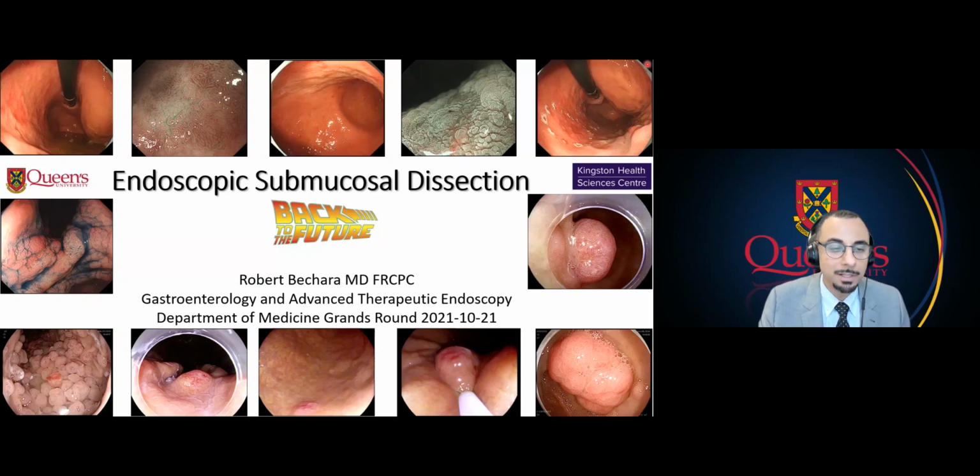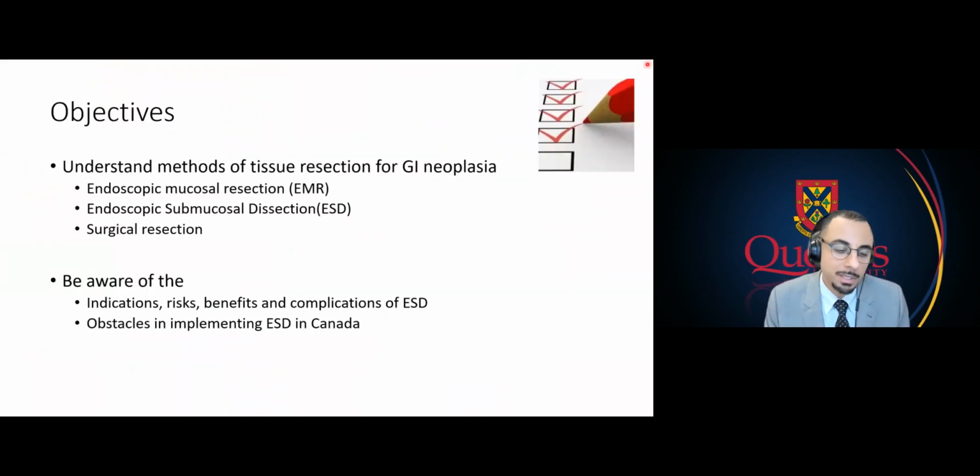So I'll just go over my objectives. I really just want to go over the methods of GI tissue resection. So endoscopic mucosal resection, ESD, and surgical resection. And I want everyone to be aware of the indications, risks, and benefits, and some of the complications of ESD, and some of the obstacles in terms of implementing ESD in Canada.